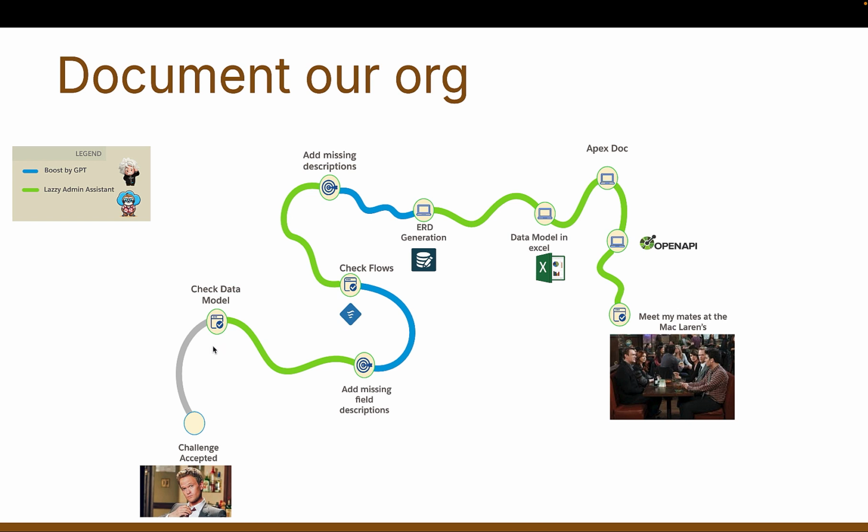So challenge is accepted. We are going to use a lazy admin assistant called SF Explorer to check the data model. If there is something missing, we are going to ask our assistant, Einstein, to add missing descriptions as being Barney. So you'll see there will be some surprise in this. Then we are going to check the flows with the help of this tool. We are going to as well ask Einstein to boost our org with the appropriate descriptions. So this is the flow in blue where the org is boosted with Einstein.